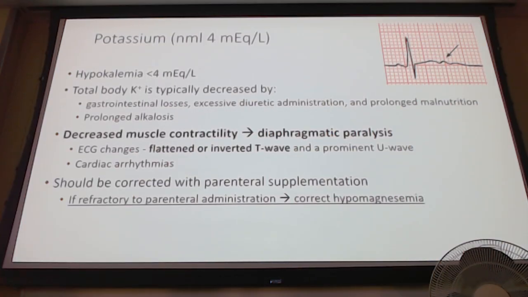Couple slides on potassium. So normal potassium is around 4. That's where our body likes it. Anything below 4 we can consider as hypokalemic.